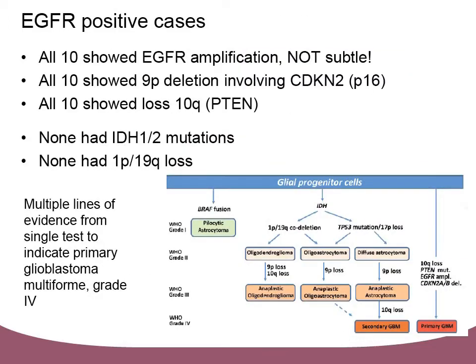So the EGFR1 positive cases, I've just put this flowchart at the bottom to remind you what we're looking for. We already knew by FISH that all should show amplification, and by OncoScan it was not subtle at all. I'll show you that data. All showed a 9p deletion involving CDKN2. Some were very, very focal deletions. All showed a loss across 10q, so it would involve p10. None had IDH1 or 2 mutations, as you would expect, because they're all jumping down this pathway. And none had the 1p19q loss. So again, we had many lines of evidence that really suggested or confirmed that this was a primary glioblastoma grade 4.